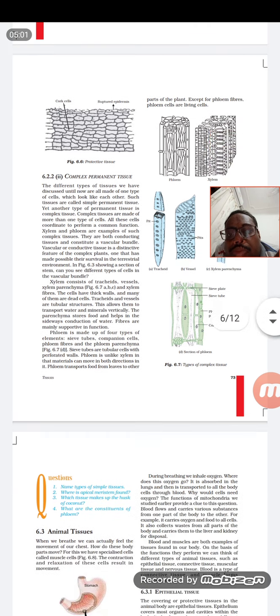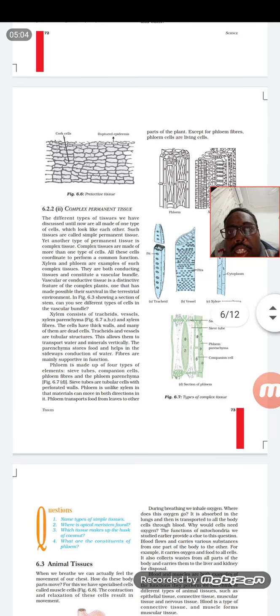And when we see this phloem, there is one more interesting thing: in phloem, apart from phloem sclerenchyma, that is phloem fibers, all others are living. Fibers are non-living and all others are living. Fibers are only for protection, and the others are for the movement of water and prepared food materials from one place to another.